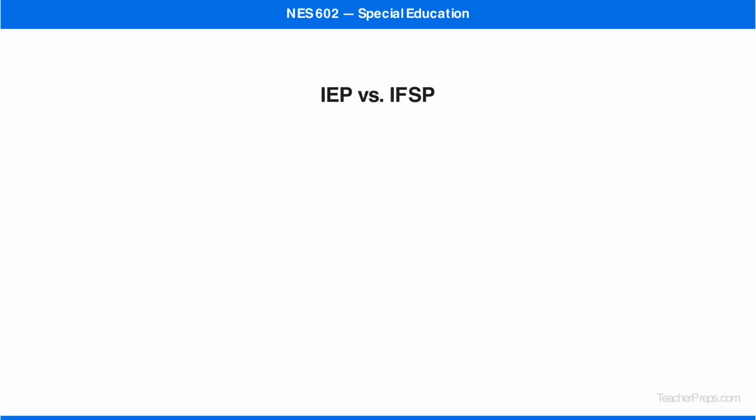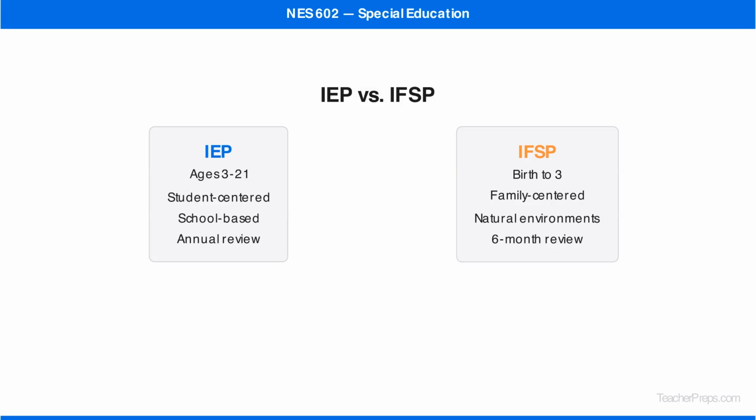Know the difference between an IEP and an IFSP. The IEP is for students ages 3 through 21. It's student-centered, school-based, and reviewed at least annually. The IFSP is for infants and toddlers birth through age 2. It's family-centered, delivered in natural environments like the home, and reviewed every 6 months. The IEP team is led by an LEA representative, while the IFSP process uses a service coordinator.